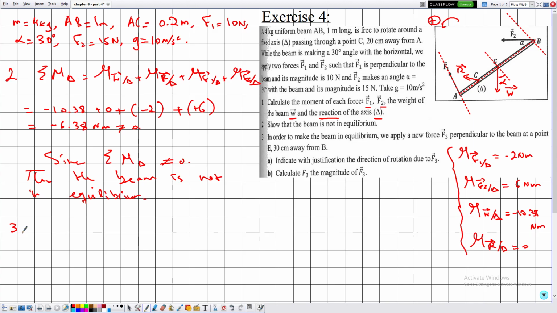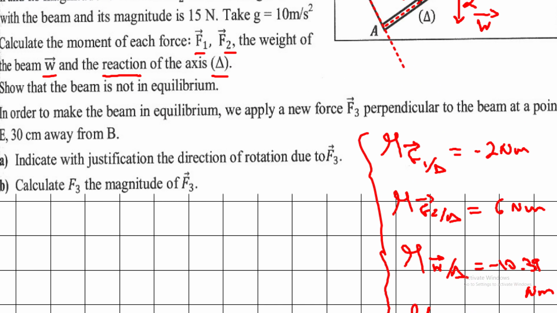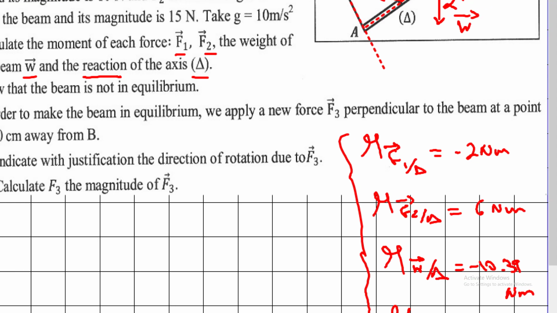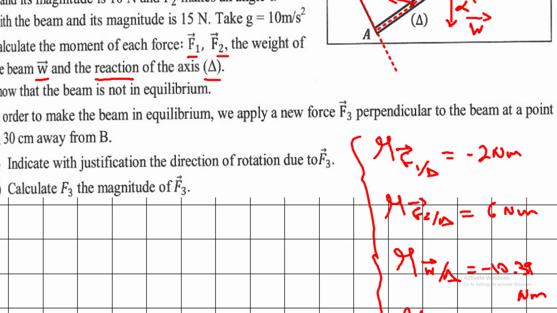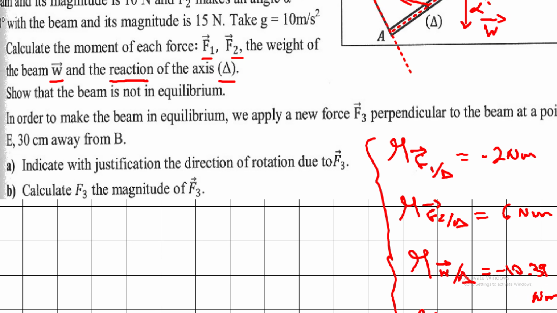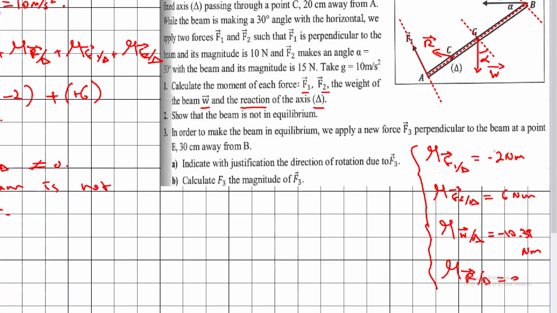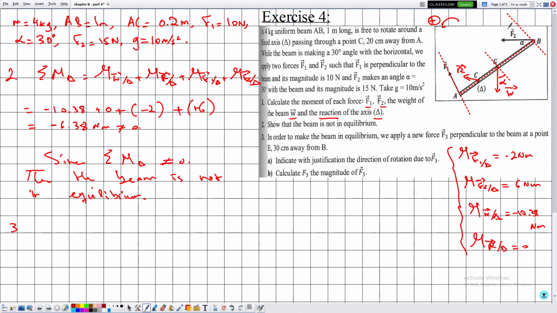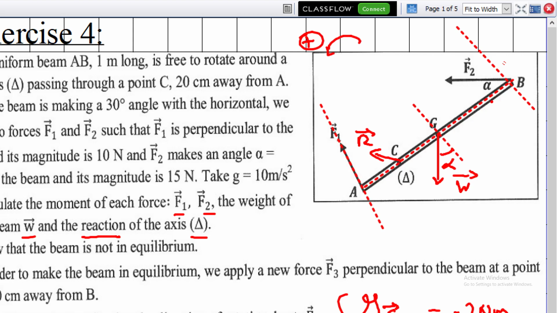And now in number 3 they are telling us that, in order to make the beam in equilibrium, we apply a new force F3 perpendicular to the beam at the point E, 30 centimeters away from B. So the point of application of this force F3 is given by the point E. The location of E is 30 centimeters away from B. So let's locate the point E.